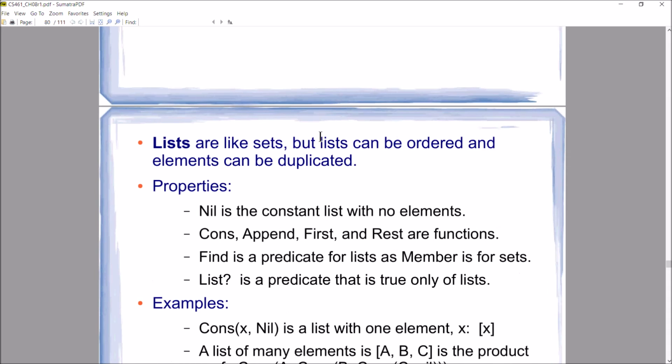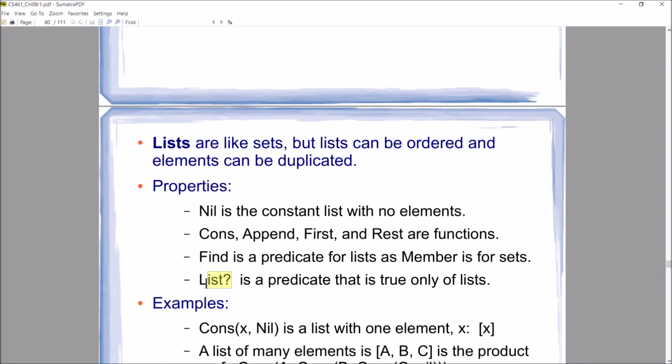All right, so we're almost done here. Lists themselves are going to be like Lisp here. It's going to look really familiar. Lists are like sets, but lists can be ordered, and elements can be duplicated. What are some properties? Nil is the constant list with no elements in it. Remember cons, remember append, remember first. There's also rest. These are functions. Member is a predicate for lists as it is for sets.